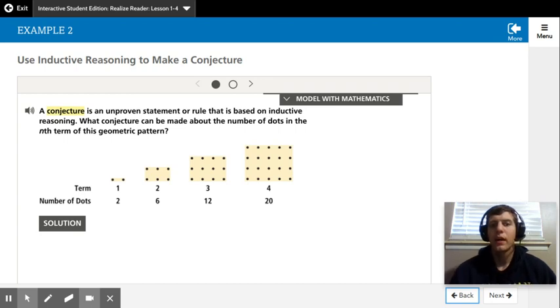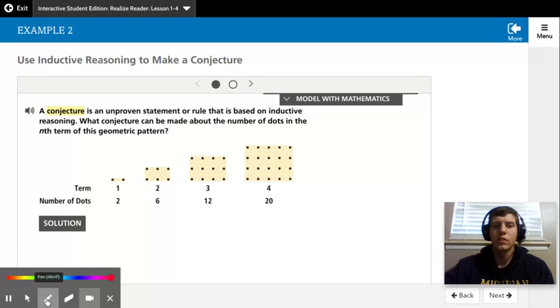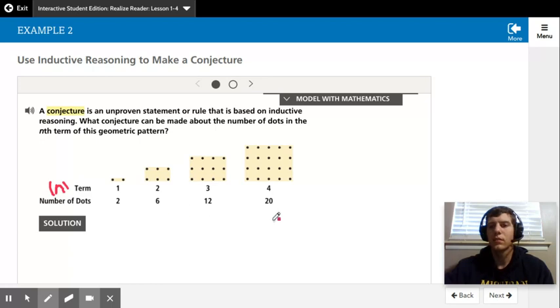So here, in our example, we have dots. They give us a term, basically a number, n, and then the number of dots for each term. If we want to find the conjecture, we need to find the rule that explains how many dots there are for each term. One thing we notice is that the dots form rows and columns. The first term has one row and two columns. The second term has two rows and three columns. The third term has three rows and four columns. And the fourth term has four rows and five columns.